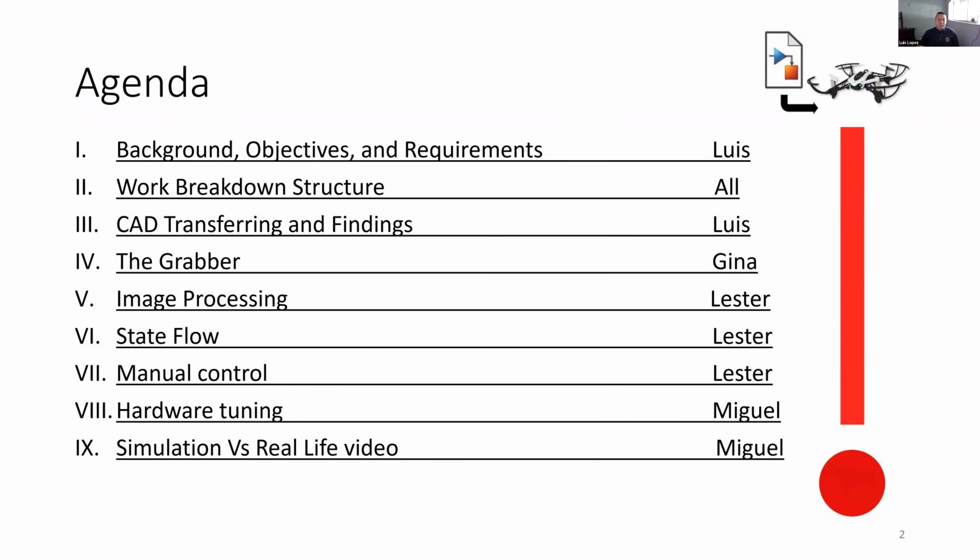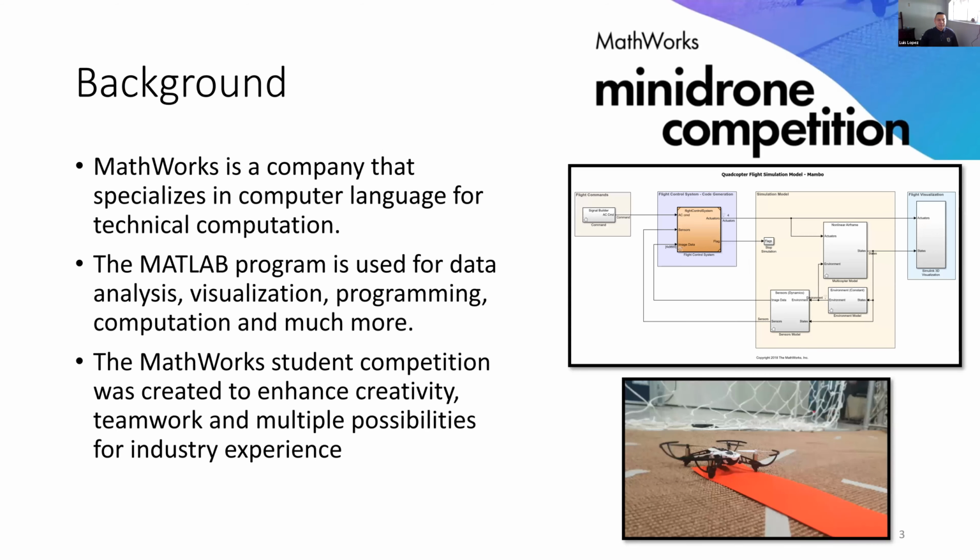So today we will be talking about backgrounds, objectives, requirements, work breakdown structure, CAD transfers and findings, the grabber itself, image processing, state flow, magnetic control, hardware tuning, and at the end we will have simulation versus real life videos. Next slide. So for the background, MathWorks is a company that specializes in computer language for technical computation.